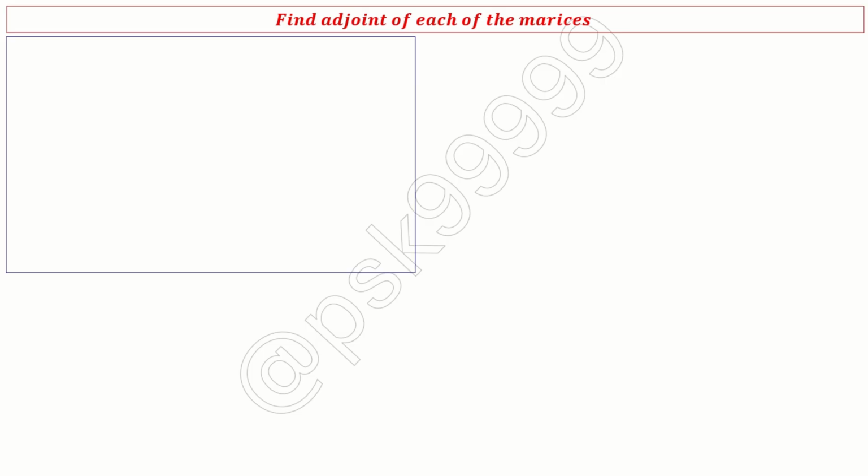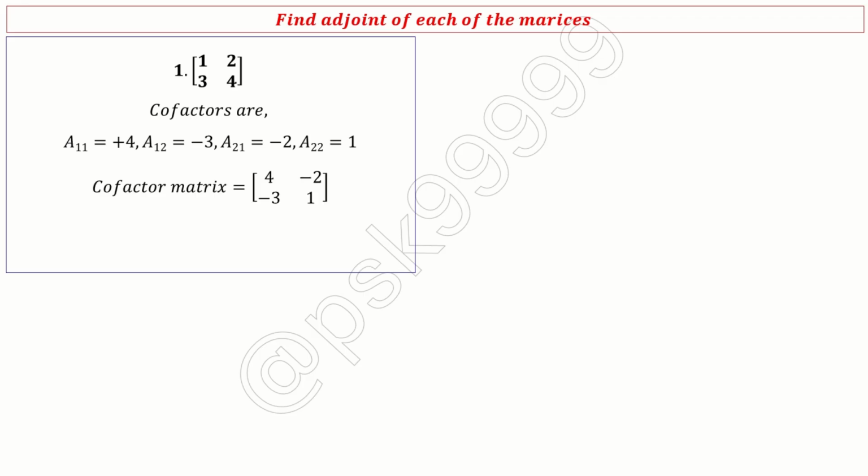Find the adjoint of each of the matrices. First one is 1, 2, 3, 4, which is very simple. We know how to find the cofactor matrix. Cofactor of 1 is 4, cofactor of 2 is -3, cofactor of 3 is -2, cofactor of 4 is 1. Correct? So once you know this, you put them in matrix form. Cofactor matrix is nothing but 4, -3, -2, 1.